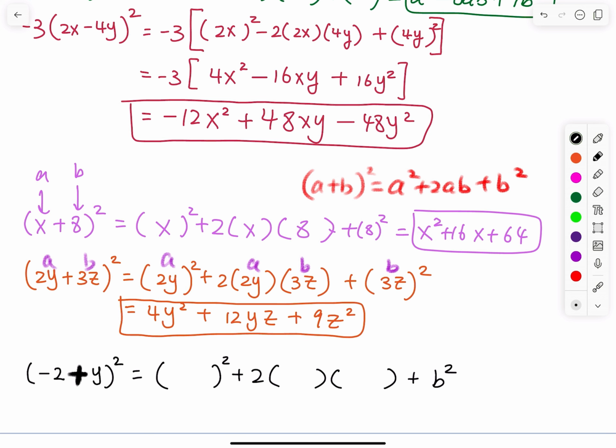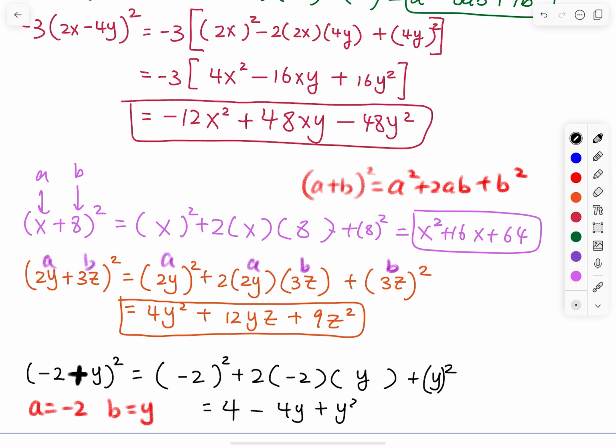So that one, a is equal to negative 2, and then b is equal to y, right? So this one, a is equal to negative 2. This will be a negative 2, and then b is equal to y, and I keep writing the b square, y square. All right, that will be 4 minus 4y plus y square. Ta-da!